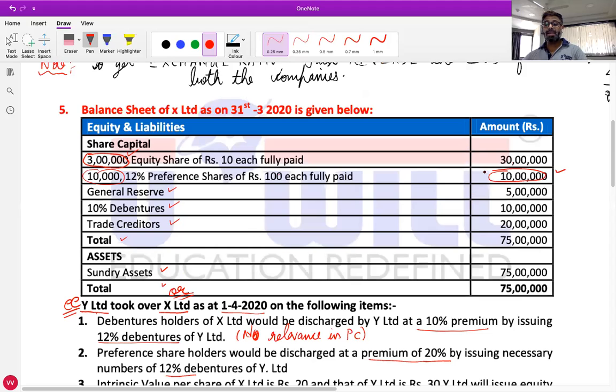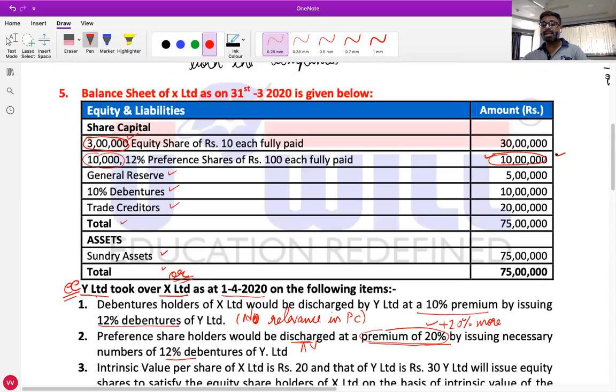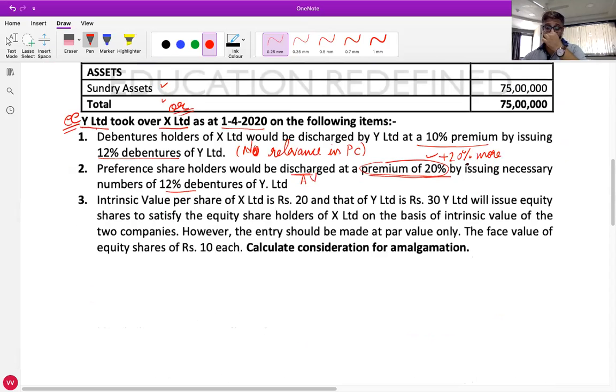What is the preference share capital's amount? 10 lakh. Now they are discharged. Discharge means they'll get an agreed value at a premium of 20%. So how much are we going to pay them? We are going to pay them 20% more. Against 10 lakhs, we'll pay them 12 lakhs, 2 lakhs more. So 12 lakhs we have to include in purchase consideration.